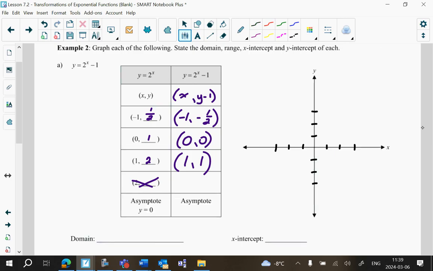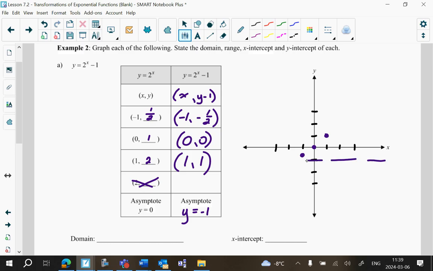So -1, -1/2, 0, 0, and 1, 1. What happened to the asymptote as well? Did it move? Yes, it shifted down 1. So it's not on y equals 0 anymore, it's on y equals -1.